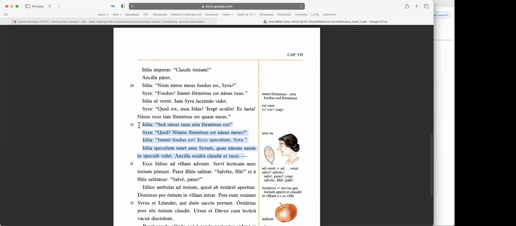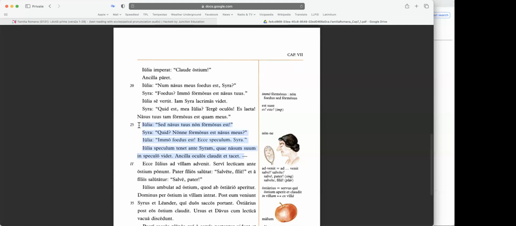Julia, speculum. I would translate immo to something like, in English we might say au contraire. Or, oh, what else would we say? No way, Jose. Okay. It is ugly. Sure, yeah, she has vision problems.